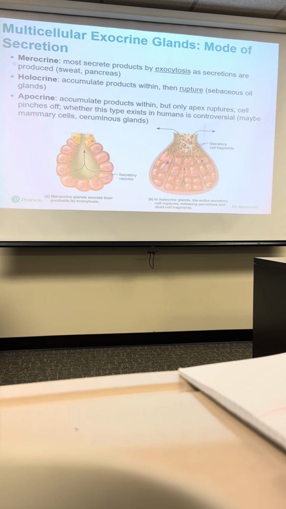And there is another type of gland which is called the apocrine gland. They accumulate products within, but only the apex ruptures, not the whole thing. Only the end gets ruptured, and the cell pinches off. Whether this type exists in humans is controversial. Maybe the mammary cells or ceruminous glands. Do you know what the ceruminous gland is? In your ear, producing the earwax. And the mammary gland or mammary cells produce the breast milk. Yeah. Okay. So you probably have some question asked about that in your lecture exam. So make sure you understand that.